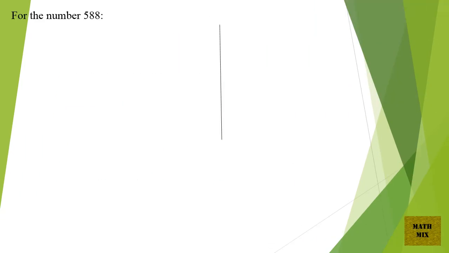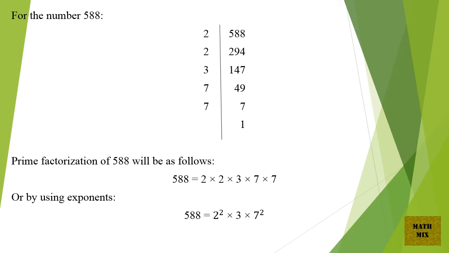For the number 588, 588 is divisible by 2, and the result of the division is 294. 294 is divisible by 2, and the result of the division is 147. 147 is divisible by 3, and the result of the division is 49. 49 is divisible by 7, and the result of the division is 7. 7 is divisible by 7, and the result of the division is 1.